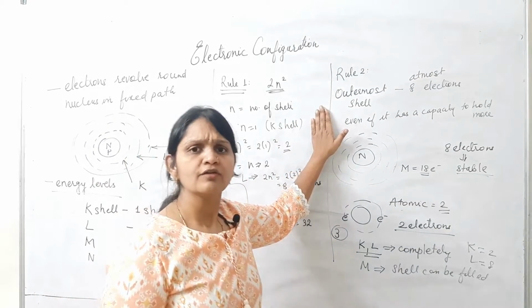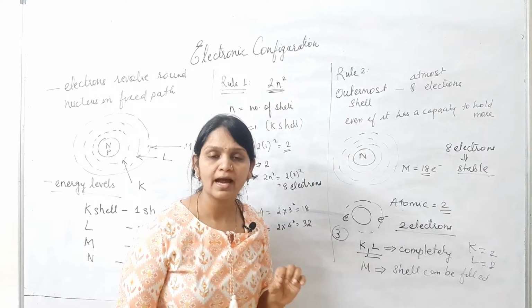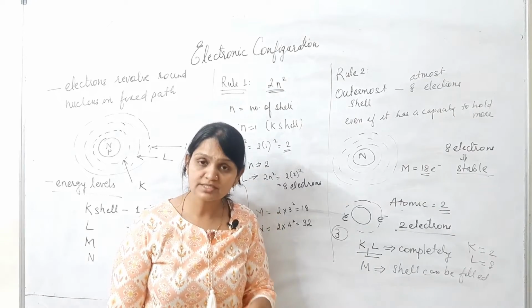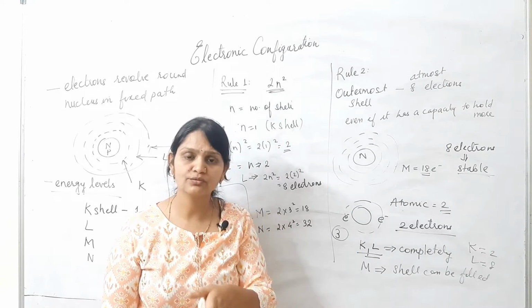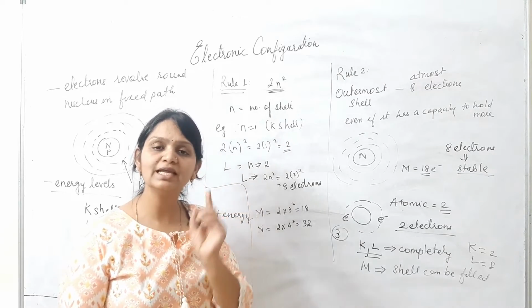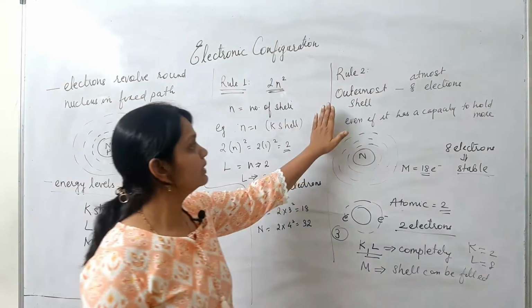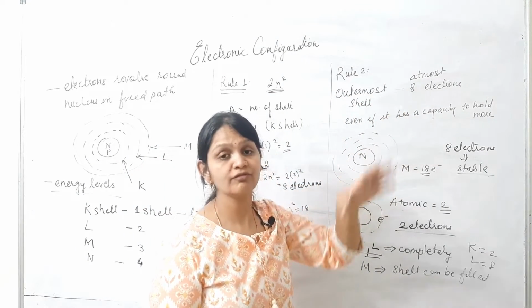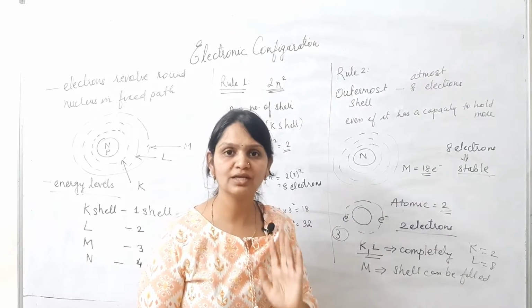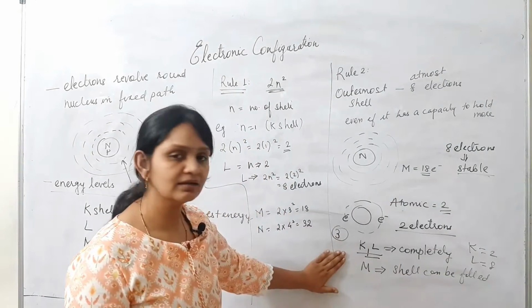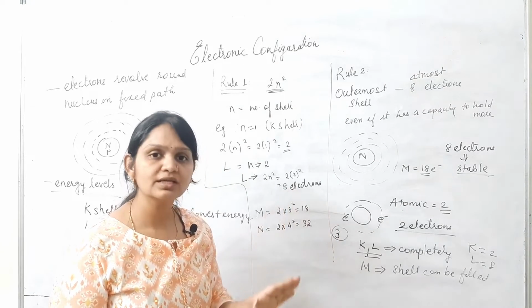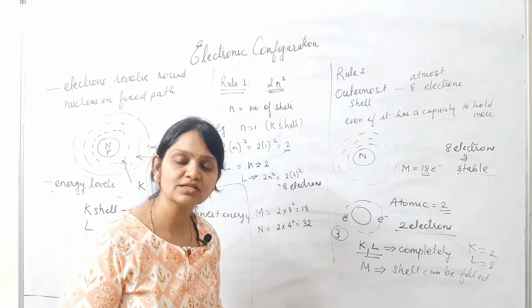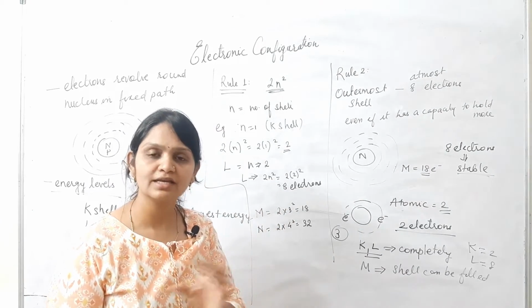According to the second rule, whichever is the outermost shell of an atom can contain at the most 8 electrons. Even if its capacity is to hold 18 or 32 or so on, it will hold only 8 electrons. So, the number of electrons in the outermost shell is 8, except if it is the first shell, then it can have only 2 electrons. And the third rule says that whatever the number of electrons, first it is necessary to fill the inner energy levels, only then the electrons will be filled in the next level.